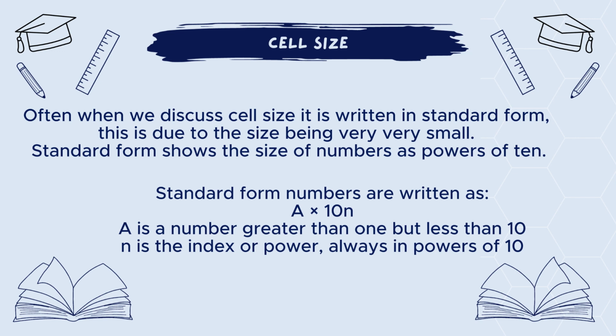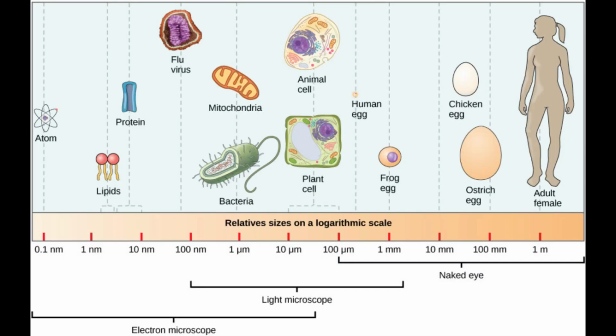As you can see on the screen, this is how we write standard form. As you can see, we now have this diagram here, which gives you a rough idea of the size of cells. As you can see on the diagram, the cells are measured using the unit micrometers. That's what the backwards U and M stand for, that is micrometers. Anything smaller than these cells are measured in nanometers, and anything bigger are measured in millimeters.